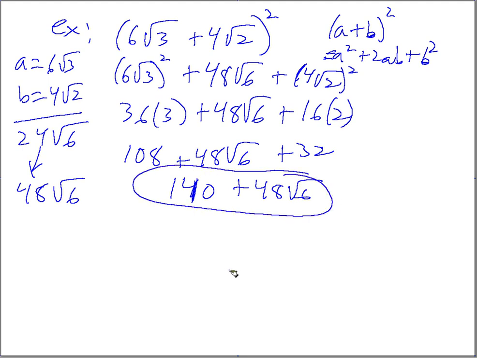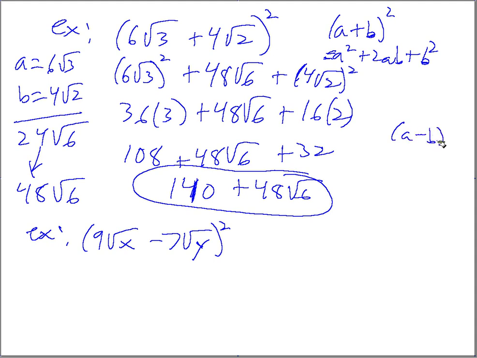All right? So again, just work it out carefully using this perfect square formula, and we get the result. Same thing for the other perfect square formula. Let's go and try this one. Take a look at 9 square root of x minus 7 square root of y quantity squared. Now we're using the other a minus b squared formula.